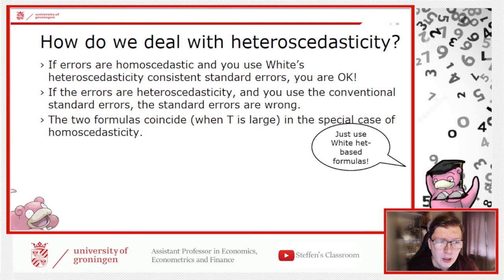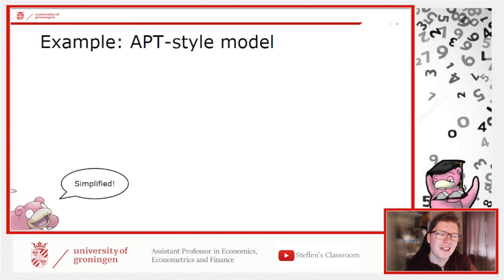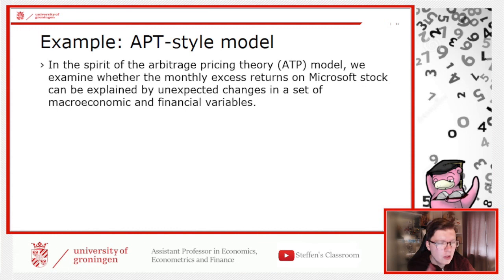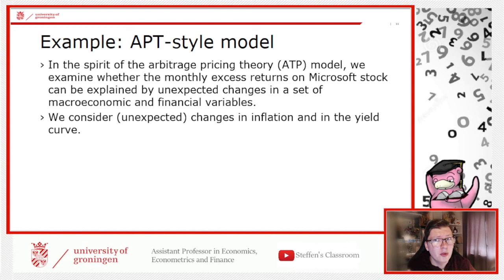And this comes at a very good time for a nice little example, right? Here I have a nice little arbitrage pricing theory model, simplified, I would like to say. And what are we doing here? We're just examining whether the monthly excess return of Microsoft stock, could be any stock but we're just using Microsoft as an example, can be explained by unexpected changes in a set of macroeconomic and financial variables. Again, I would like to stress that we're just using a small simplified model here.